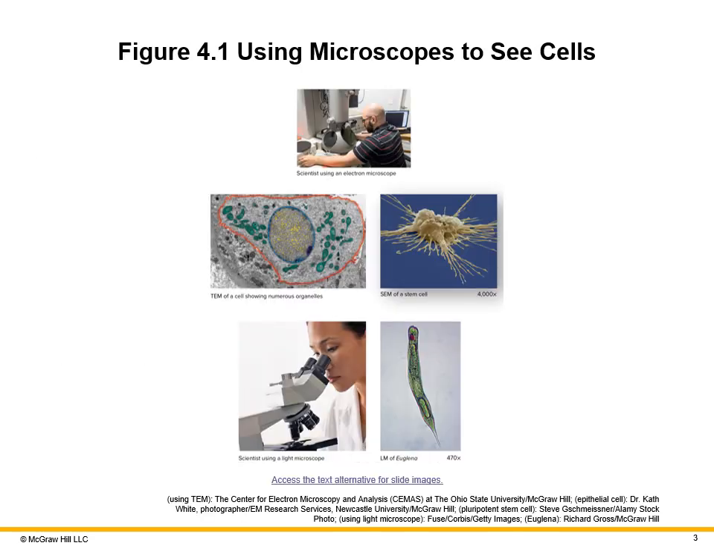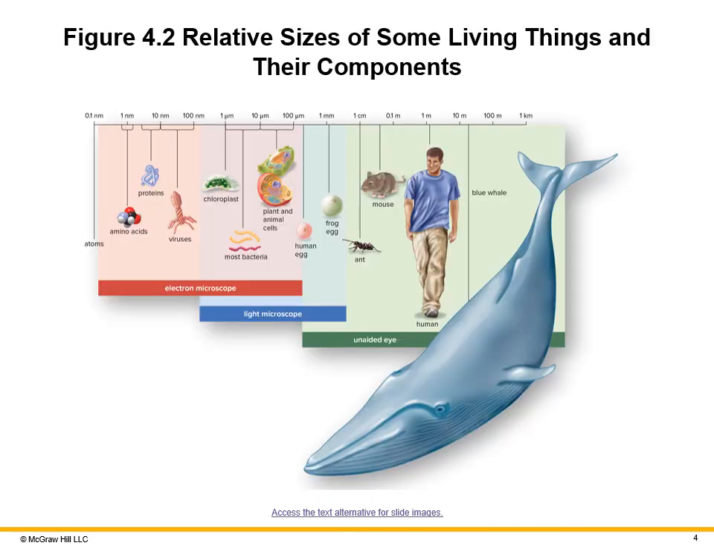So we see right here the different micrographs, pictures of specimens under the microscope, and we see a scientist using the electron microscope in the top picture, and also a scientist using the compound light microscope in the bottom left. And here we see a chart of a range from smallest to largest, from the left to the right. This range shows you which organisms or molecules require which microscope. And as you can see further to the right, we have the larger organisms that can be seen with the unaided eye.